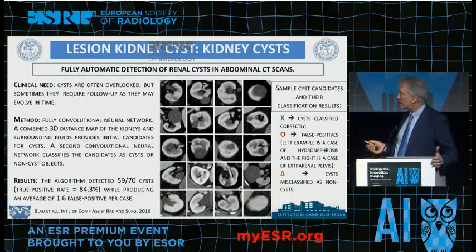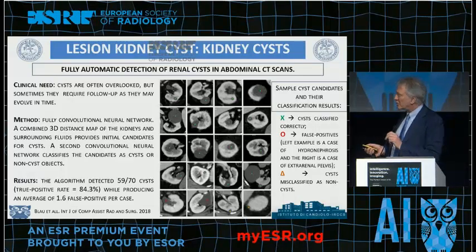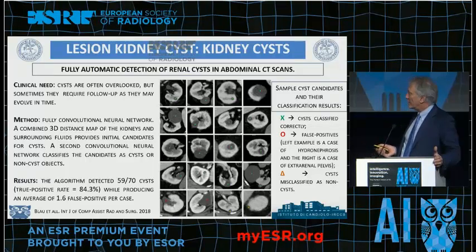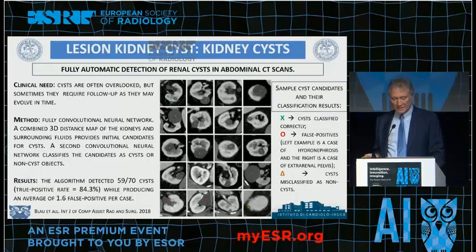Or again, this one is a detection of renal cyst, and this is probably not so useful from a clinical point of view because this is an easy task for the radiologist. But it's curious to see that sometimes the algorithm messes up, because here we have hydronephrosis and the computer has actually classified this as a cyst, and these small lesions have been misclassified as non-cyst.